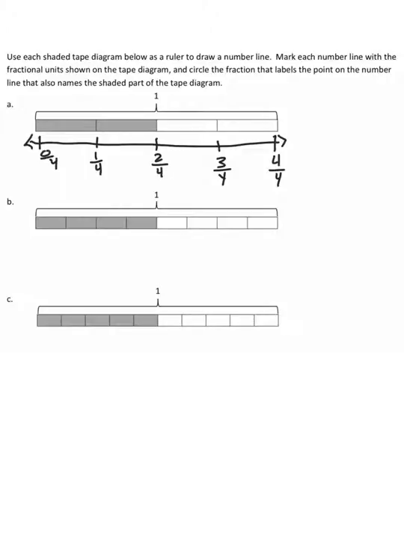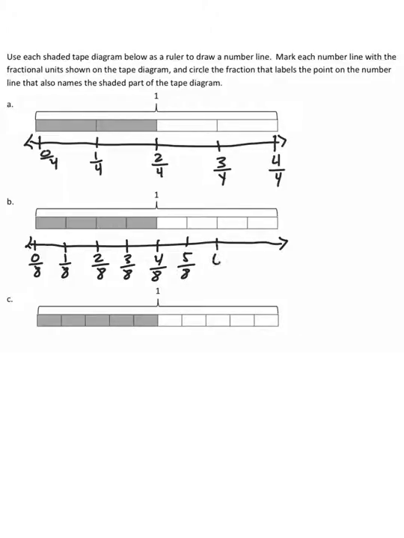Then we're going to continue doing it over on the next tape diagram. This tape diagram is broken up into, let's count, 1, 2, 3, 4, 5, 6, 7, 8, and 4 are shaded in. So we are going to make another number line. This is going to become 0/8, 1/8, 2/8, 3/8, 4/8, 5/8, 6/8, 7/8, and a whole 8/8.